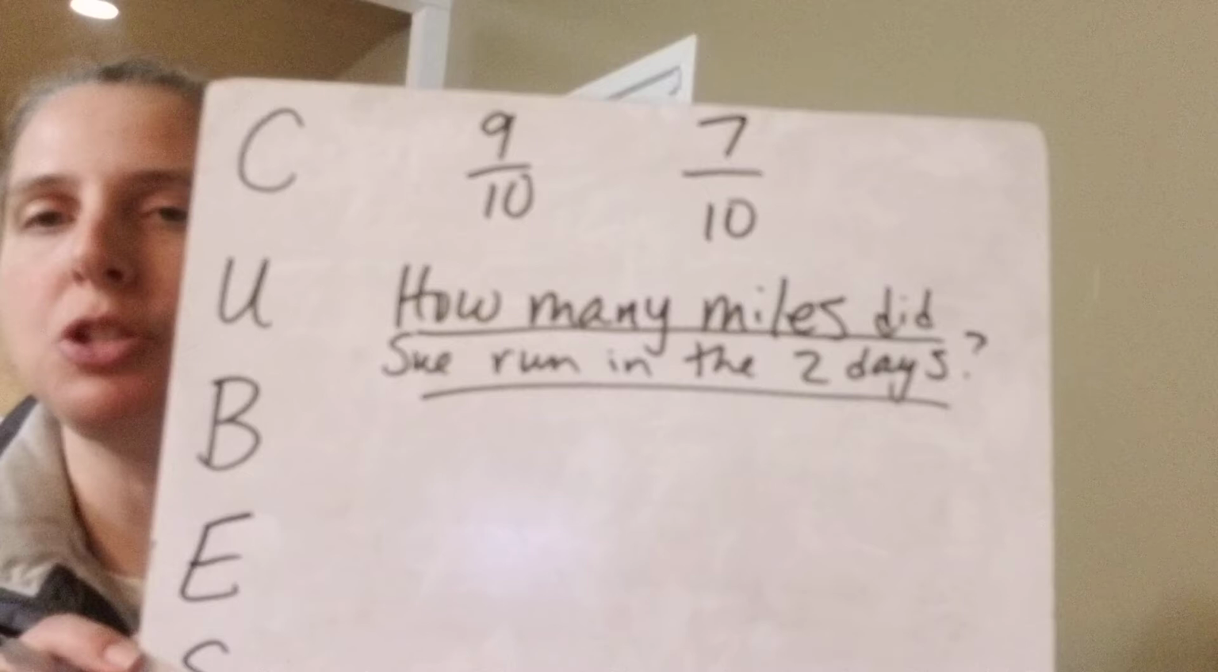All right. What are you underlining? Read that question out loud. How many miles did Sue run in the 2 days? You should have that underlined. What are you going to box in? There's a couple of keywords. I want you to pause as you need to and talk about it, and then check with the keywords that I found.